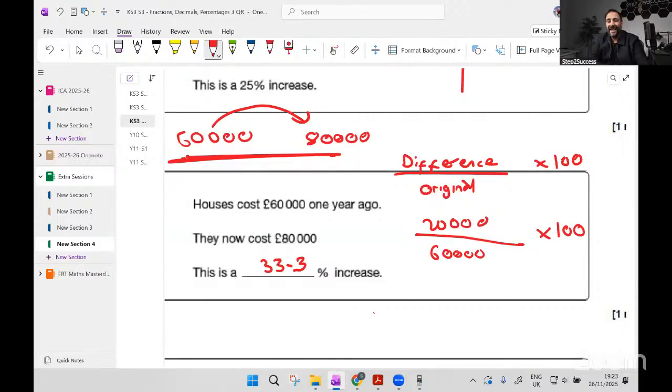In fact, you can sort of tell by looking at it, because if you look at how much this has gone up by, it's gone up by 20,000, right? And what is 20,000, or 20, as a fraction of 60? Isn't it a third of it? So 33% is a third. So that's why it's 33%.